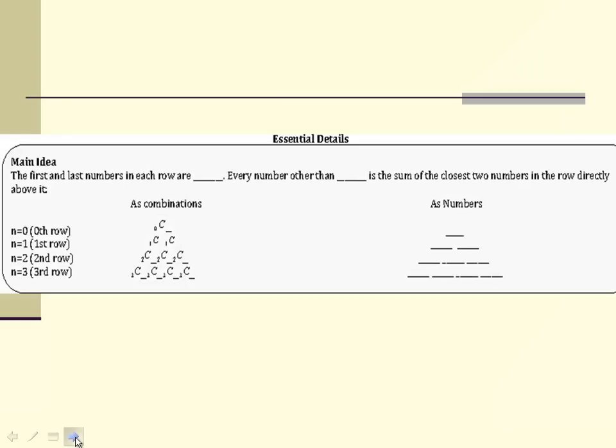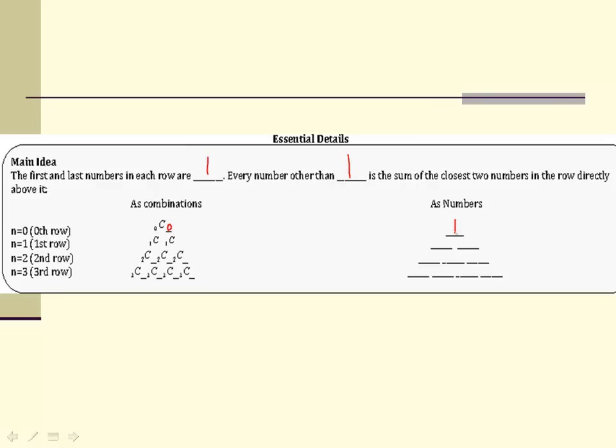The first idea is every row starts and ends with a 1. Every number besides 1 is the sum of the 2 numbers above it. Okay, so let me explain what this means. We always start with a 0 row, which seems weird, but it does. And if I take 0 choose 0, and I stick it in my calculator, I get a 1.